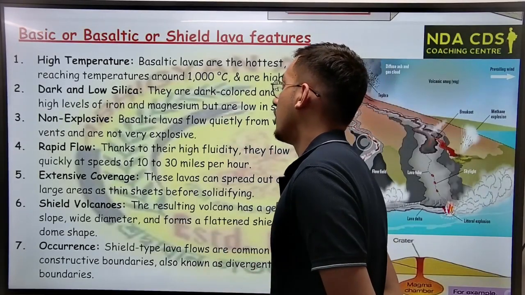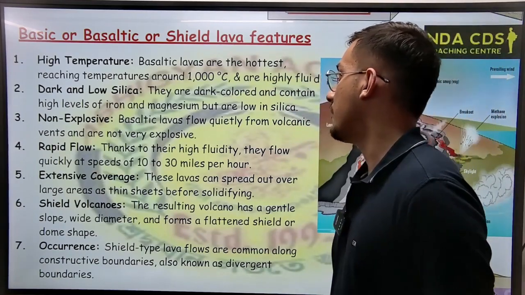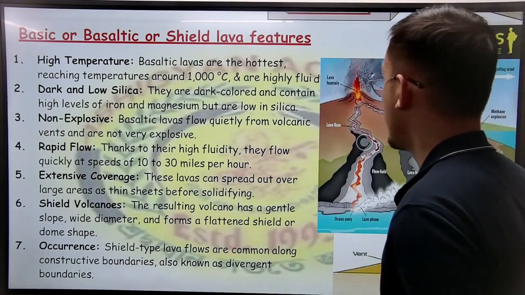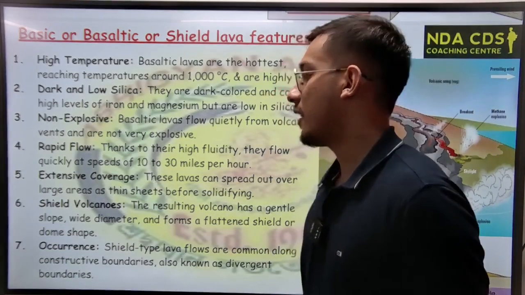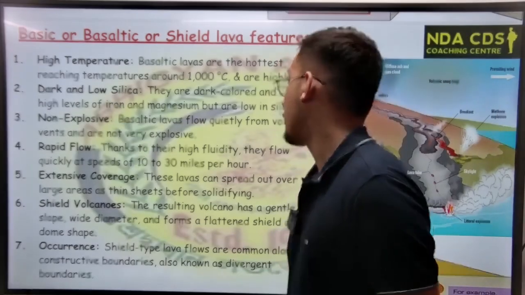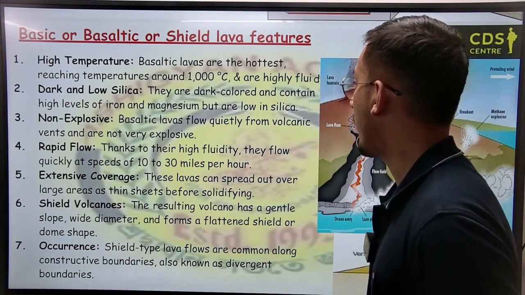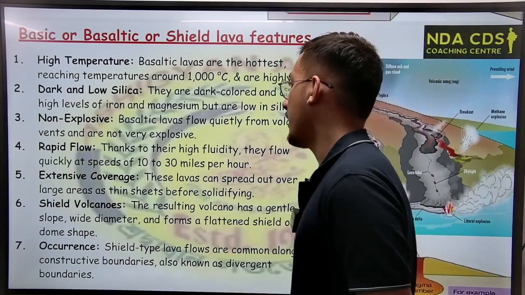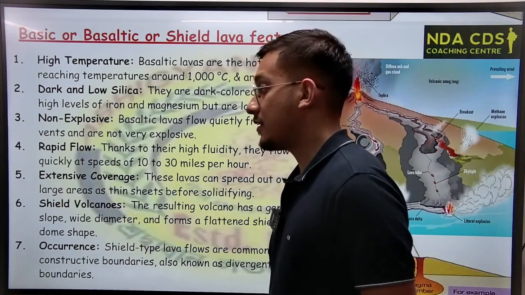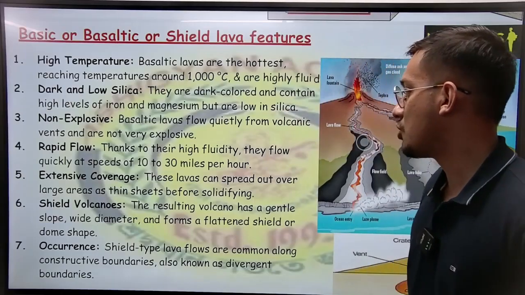Then we have basic or basaltic or shield lava features. It has high temperature. Basaltic lavas are the hottest, reaching temperatures around 1000 degrees Celsius and are highly fluid. Dark and low silica. They are dark colored and contain high levels of iron and magnesium, but are low in silica. Non-explosive. Basaltic lavas flow quietly from volcanic vents and are not very explosive. Rapid flow. They flow quickly at speeds of 10 to 30 miles an hour. These lavas spread out over large area as thin sheets.